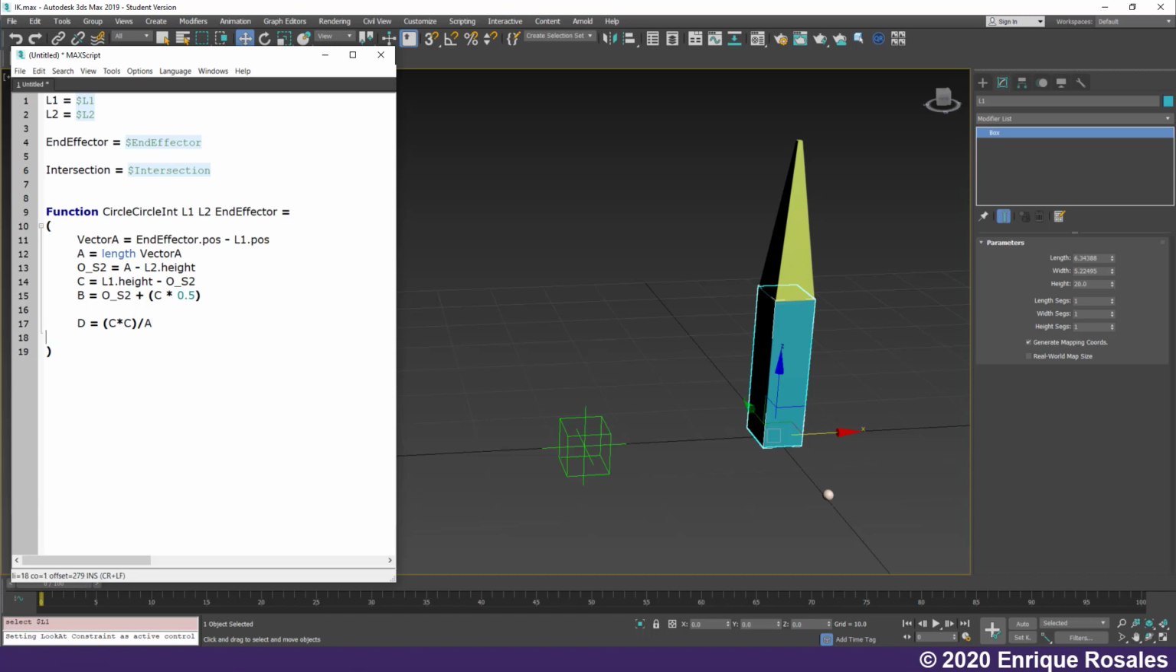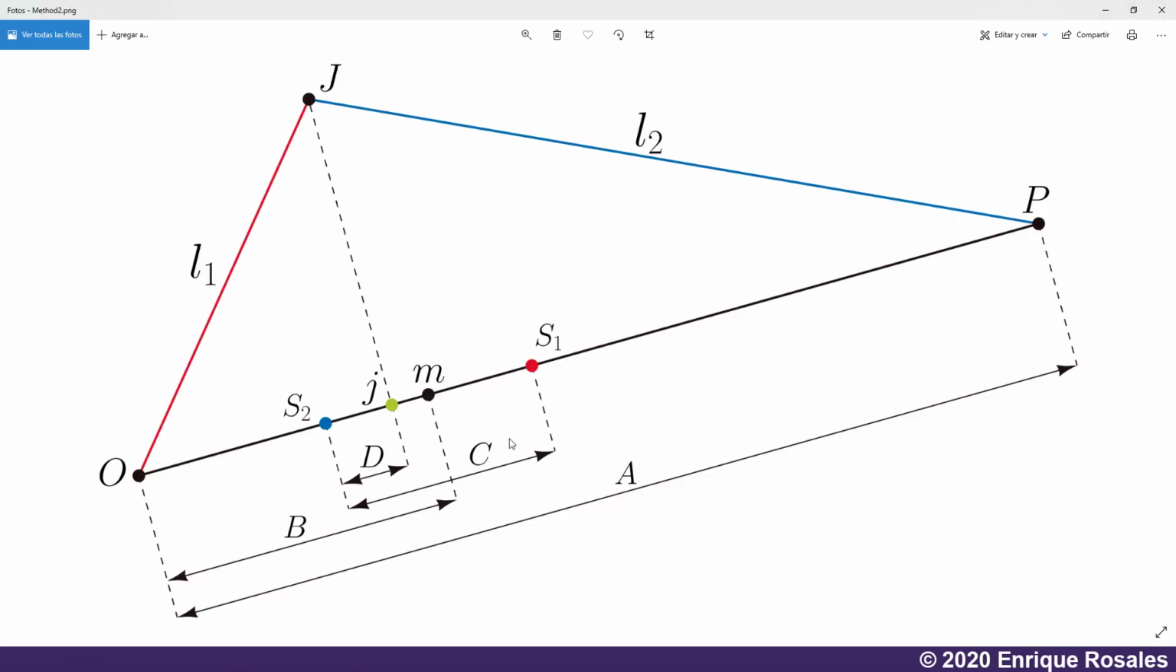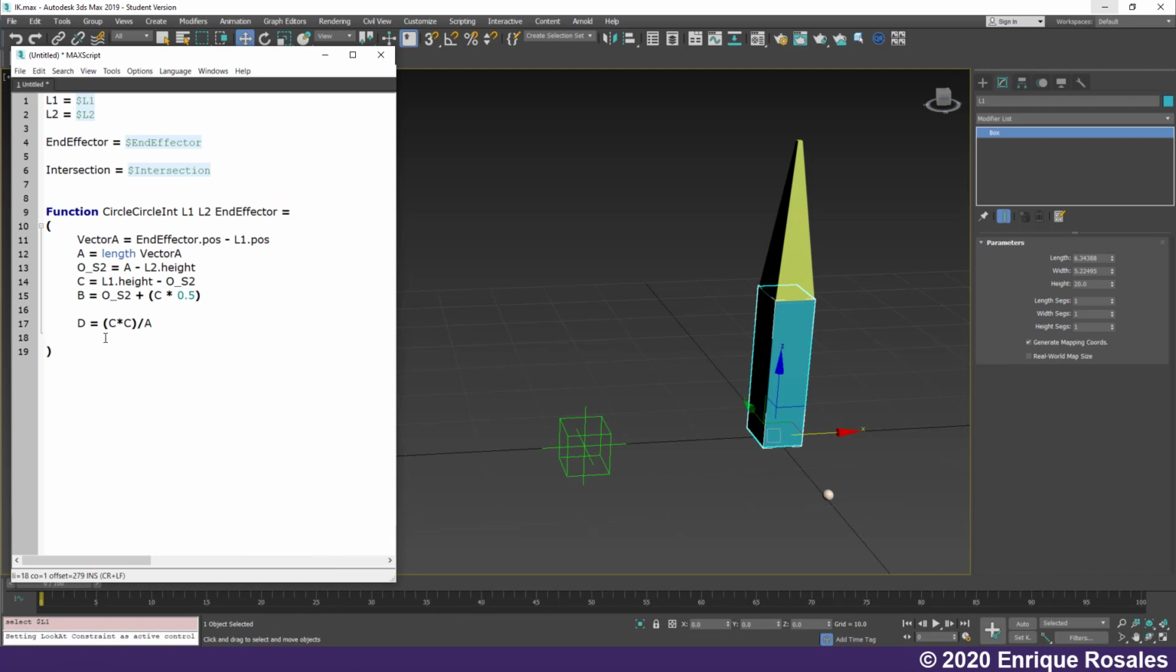So now I have distance D, right? And I need to compute this position right here. It means that I need to get the normalized vector OP, right? So basically this direction. And I need to multiply that direction times the distance between the origin and S2 plus distance D, right? Good. So let's see.